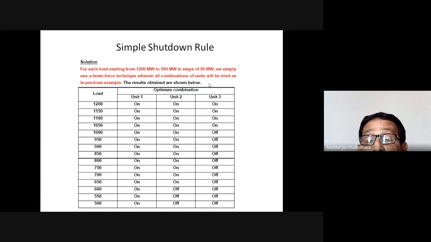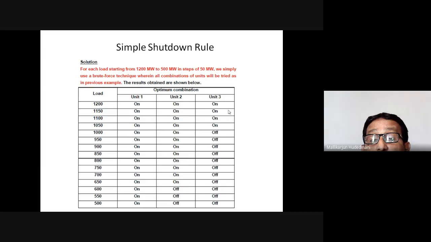In a gross way, the simple shutdown rule helps. But this is not the only solution. There are so many riding factors to be taken care of before a shutdown of any generator. Because is it really effective to shut down and start again? Shutdown cost and startup cost are the two other hidden things we have to discuss. We are not yet concerned about that.